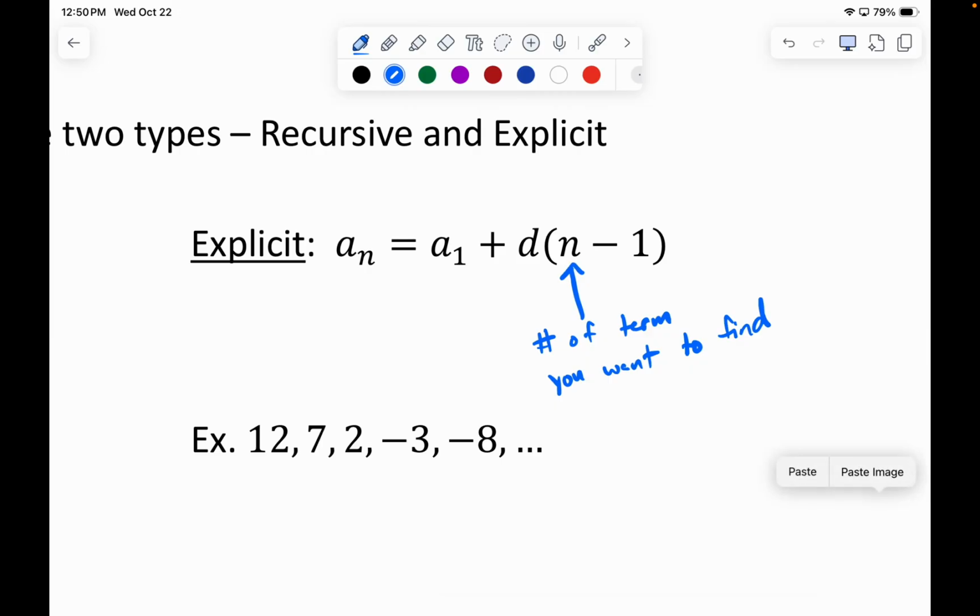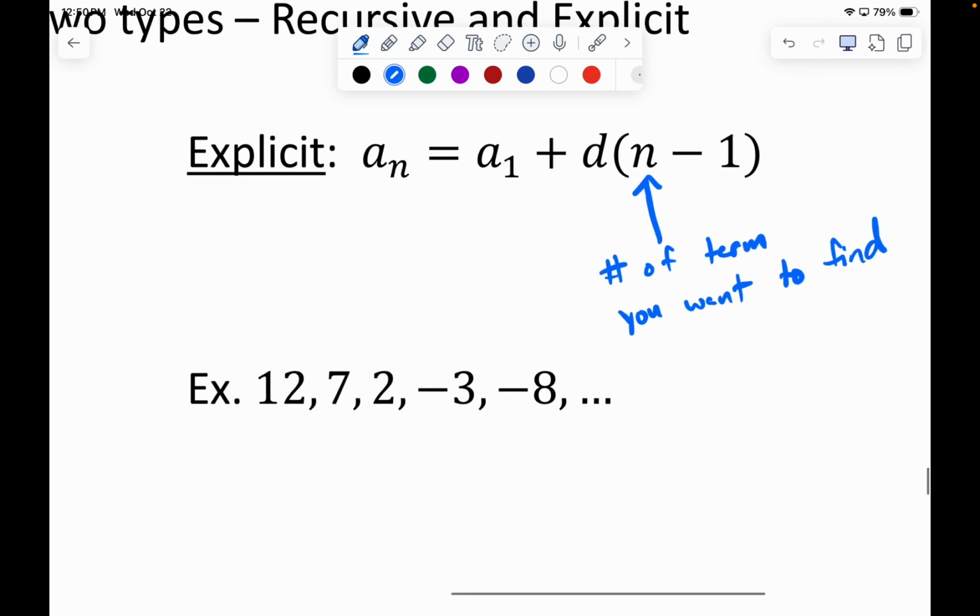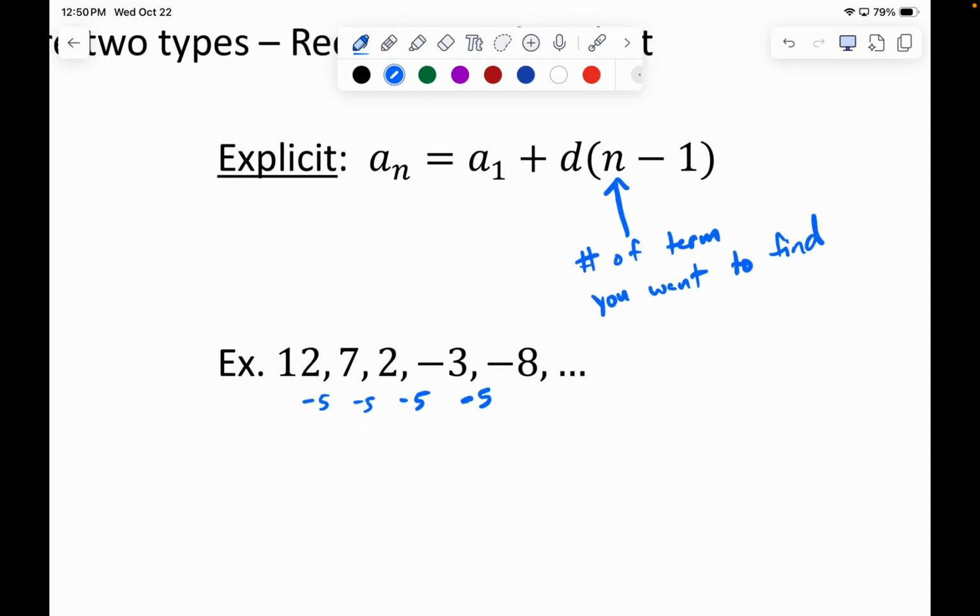So this sequence, I mean, it's 12, 7, 2, negative 3, negative 8. Anybody know what's the pattern here? What's the common difference? Close. We're subtracting 5 every time, right? Minus 5, minus 5, minus 5. Again, that's all I need to know. We're ready to write it.